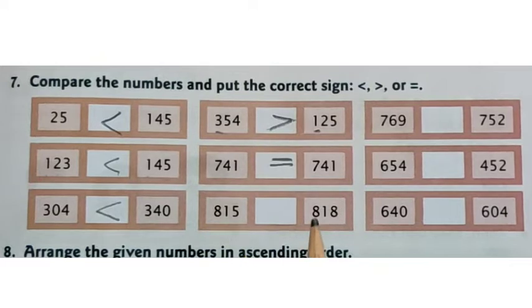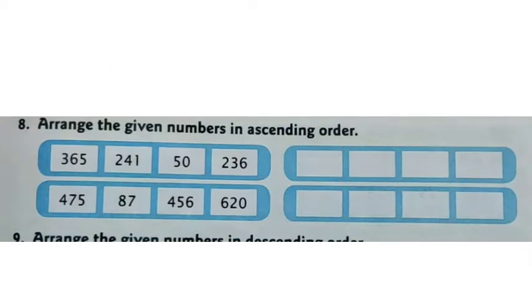Now next 815 and 818. Both are 8 in their hundreds place, so compare the tens place. Here we have 1 and here also 1. Now compare the ones place. Here we have 5 and here we have 8. 5 is less than 8, so write down less than. 815 is less than 818. The remaining 3 sums you do, children. Let's move on to the next question.